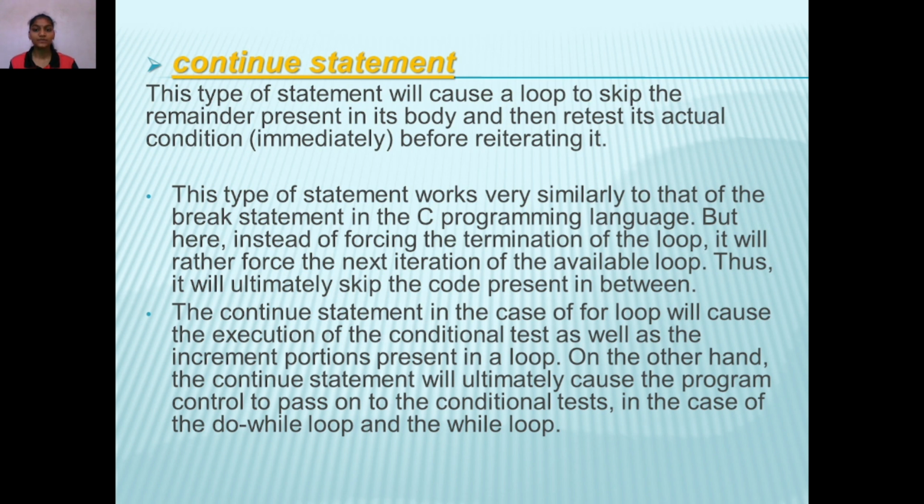The continue statement in the case of for loop will cause the execution of the conditional test as well as the increment portions present in a loop. On the other hand, the continue statement will ultimately cause the program control to pass on to the conditional test in the case of the do-while loop and the while loop.